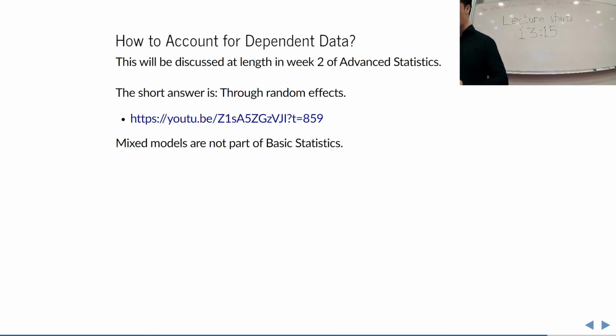Okay, now how do you account for dependent data? I just told you: with a mixed model, and specifically by adding random effects to your model. But I'm not going to explain that now because we're going to discuss it at length, and it's a long answer. So if you want to know the answer now, it's over here. In basic statistics, we don't use mixed models because it just becomes too much, especially when you combine them with GLMs. It's tricky to work with. So in basic statistics, only GLMs.